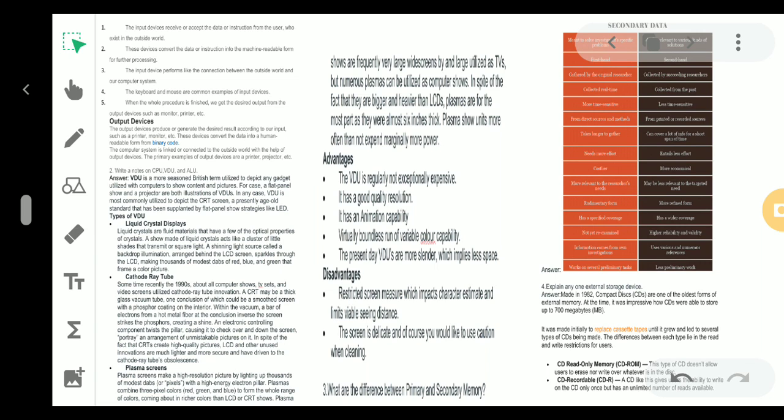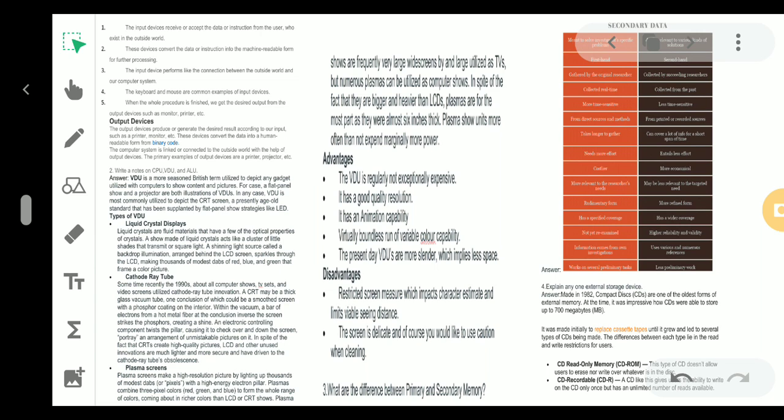Okay, now the next question they have given is: write notes on CPU, video and ALU. So the CPU part was already discussed in the previous questions. You will write about that part only. Now in case of video, we are displaying. So video stands for visual display unit. There are different types of visual display units available.